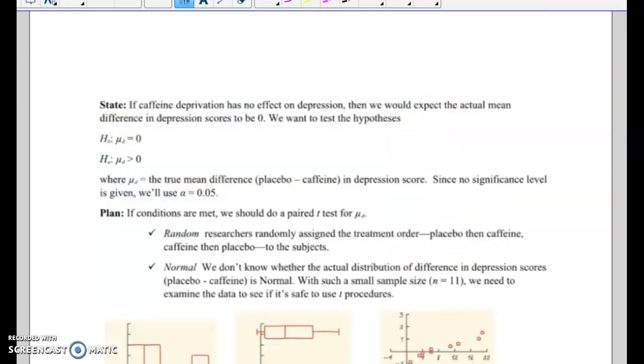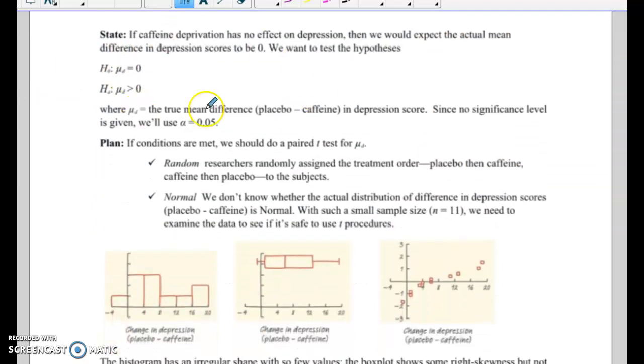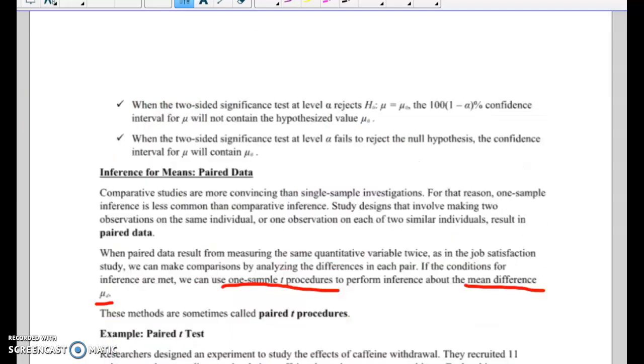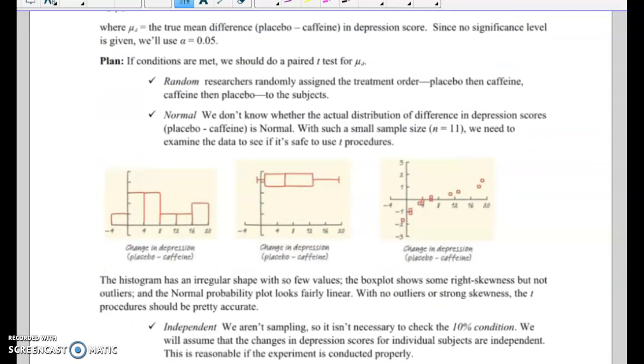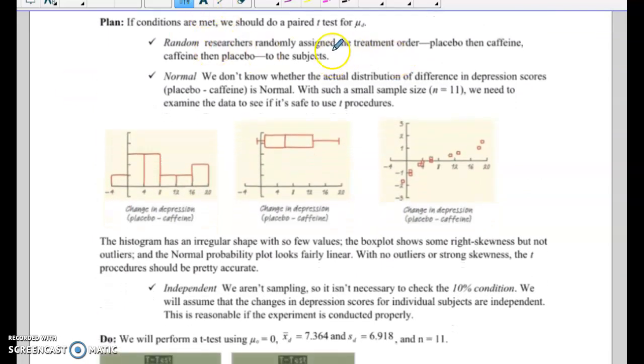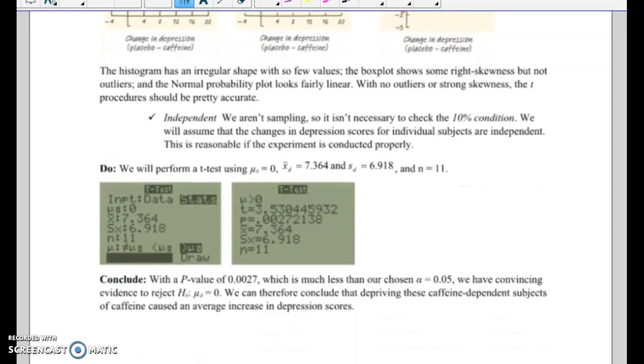And then from there, the test works exactly the same. The conditions are the same. It's just on the differences. So let me scroll back here. I would check the conditions based on these differences. And here they're met. Random is met because they randomly assigned treatments. The only problem here is I can't make inferences to the population. I can just infer to these volunteers. For the normal condition, they made a histogram, a box plot and a normal probability plot, and they said it was normal. And then independent was met.